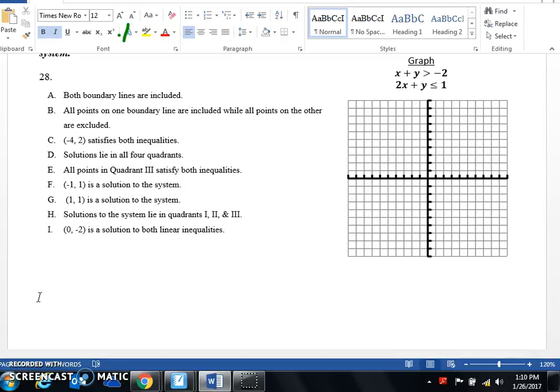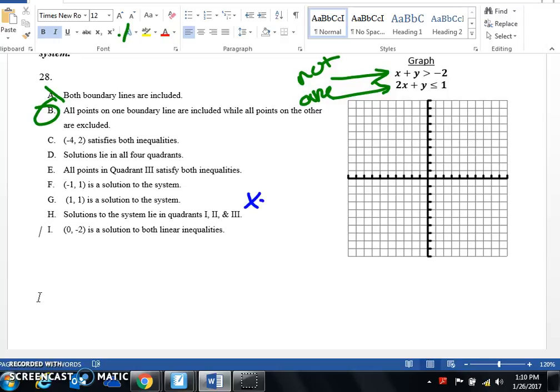But before you even graph it, let's start with A. Both boundary lines are included. So for both of them to be included, they would both have to have that equal sign under there. And the top one doesn't. So that's wrong. If you look at B, one is included, the other is not included. Look, this top one is not included because that's going to be a dashed line. Do you remember how we talked, if it's a dashed line, it's like kind of, but not really. It's like, oops, just kidding, like really close, but not this line. So B is correct.